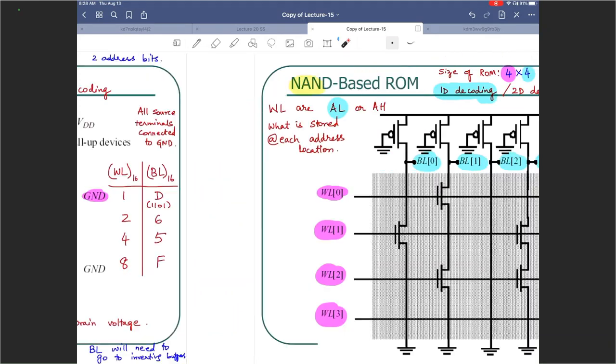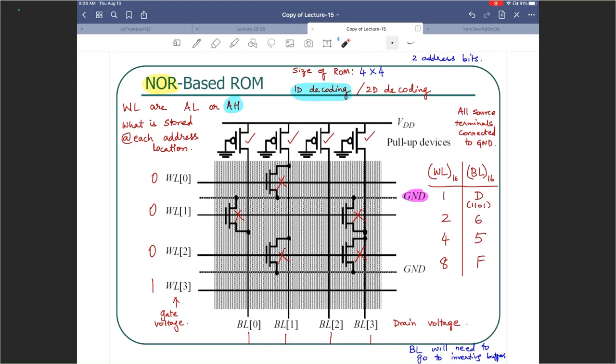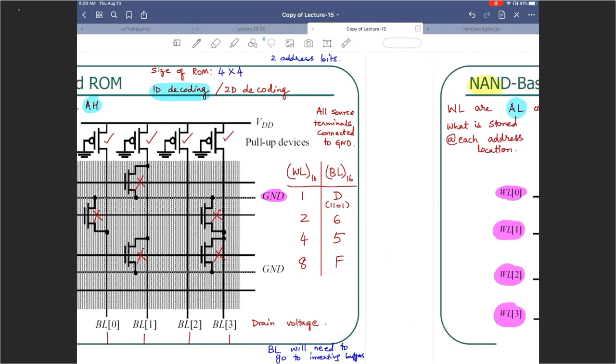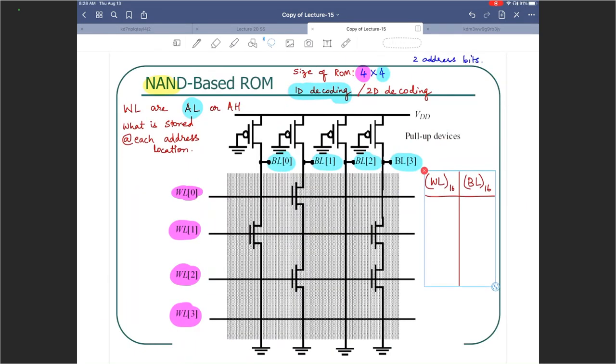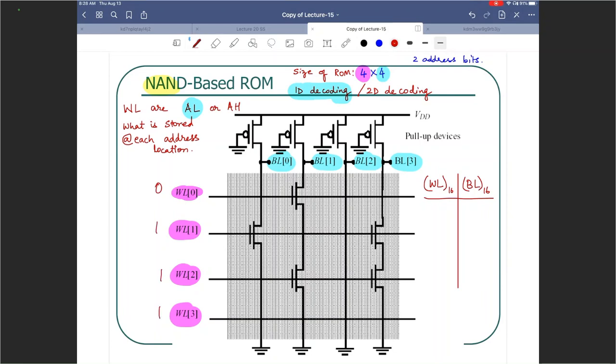Now, let's try to find out what is stored at each location. So for that, let's do this. Copy from here and paste from here. So let's start with active low. Let's make this guy active first, active low word line, right? So the moment that becomes zero, we know that this transistor is off, but every other transistor is on.